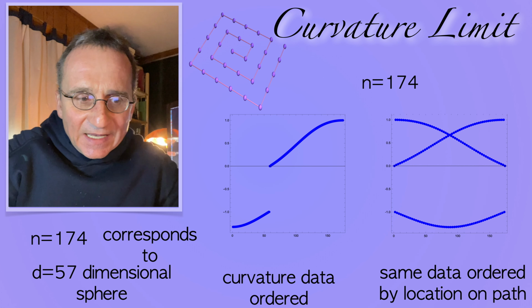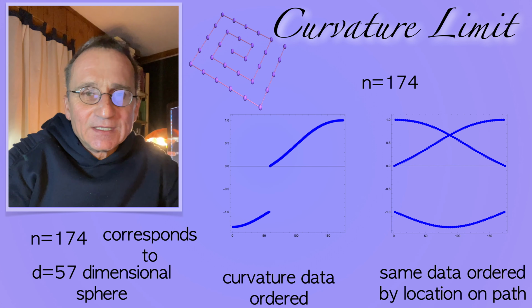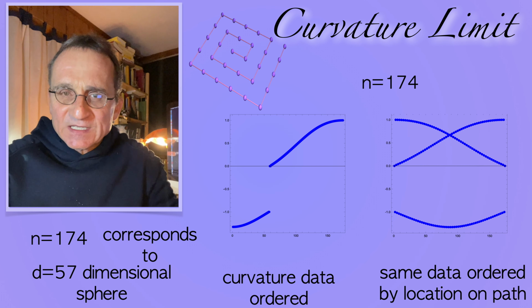So in this case, we have n equal to 174. That would be already ludicrous. This is a 57-dimensional sphere.